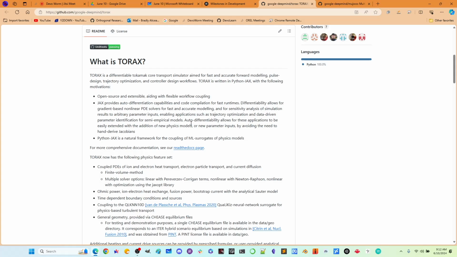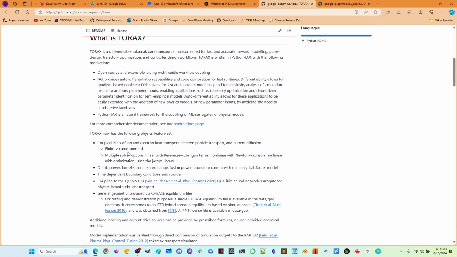And so auto differentiability allows for these applications to be easily extended with the addition of new physics models or new parameter inputs by avoiding the need for hand-derived Jacobians. So you don't need to hand-derive Jacobians to use this. You can use the differentiability tools in here to do some of the math on that.